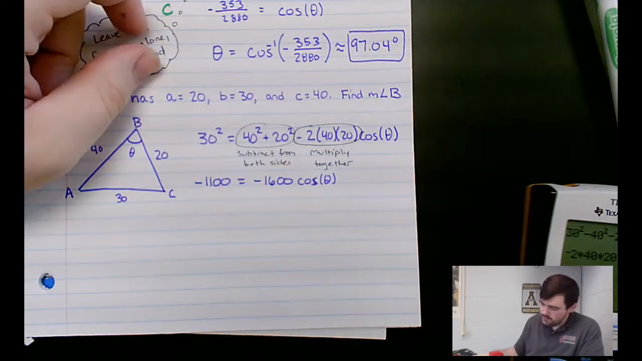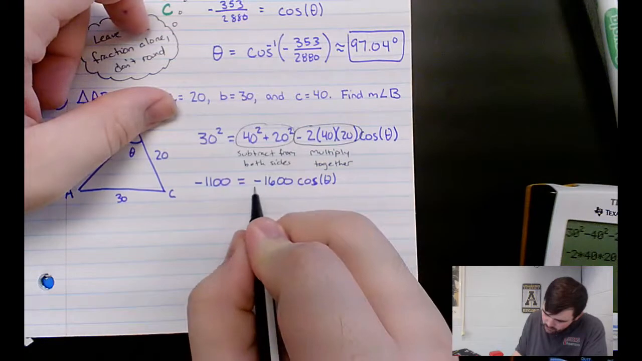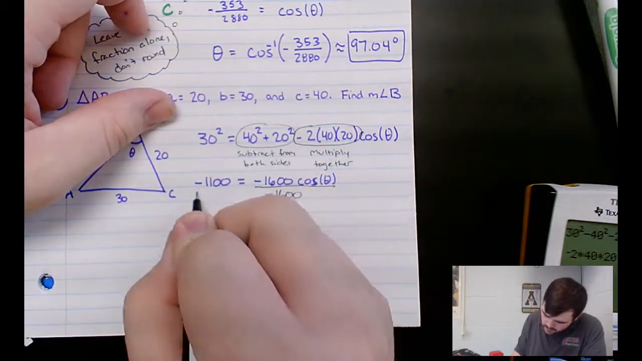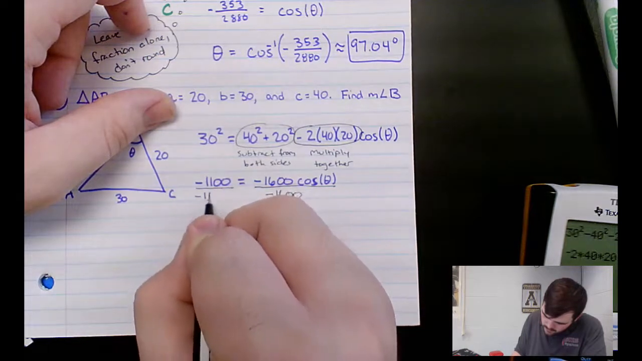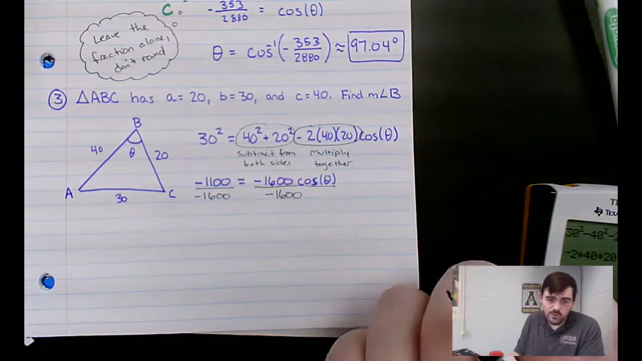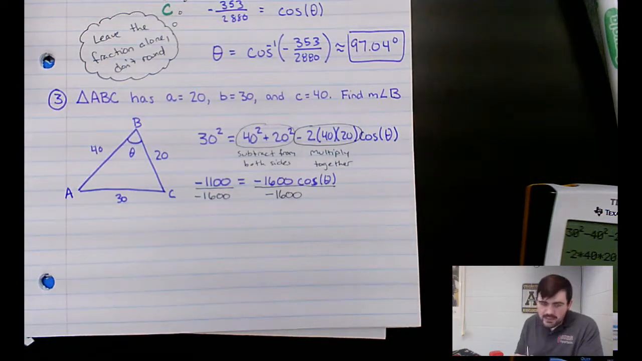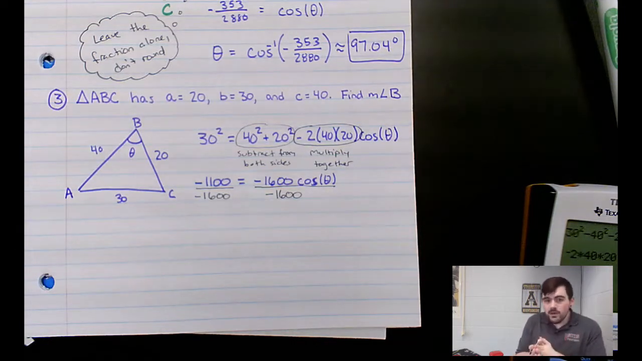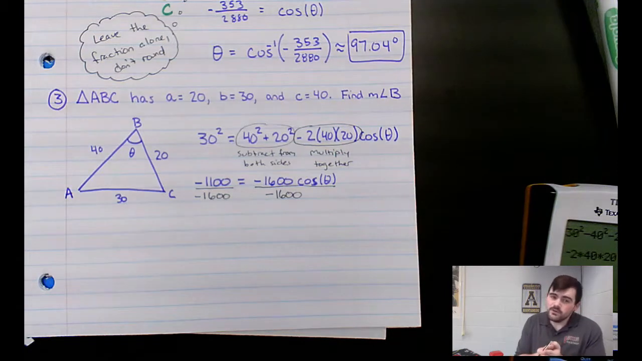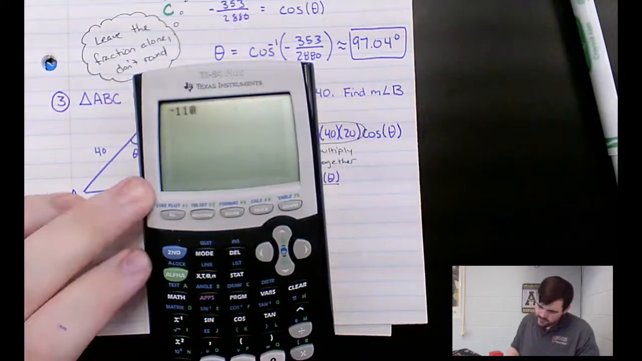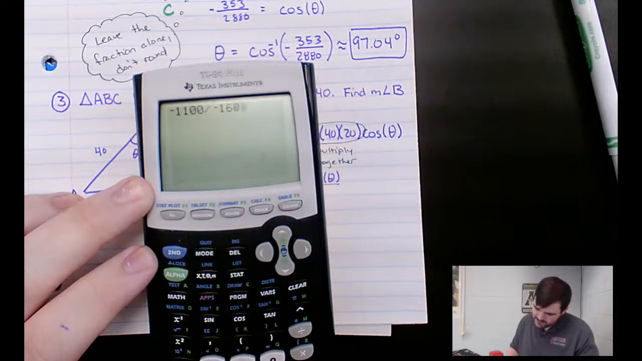My next step is divide both sides by this number, whatever's the coefficient on cosine. Now you may notice I'm dividing a negative by a negative. The answer will be a positive. Now you can leave this, because this one has some nice pretty numbers actually, you can leave this as 1100 over 1600, but that will simplify to 11 over 16 if you want, okay? Negative 1100 divided by negative 1600.